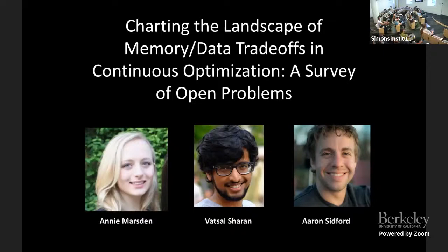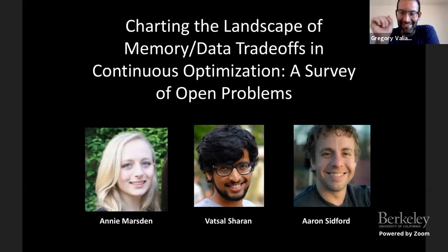We have Greg Valiant from Stanford on charting the landscape of memory-data trade-offs in continuous optimization. Take it away, Greg. Okay, well, thanks so much for inviting me, and sorry I couldn't be there today. I'll talk about a few things that I've been thinking about with Annie Marsden, who's a PhD student, Vatsal Sharan, who was a PhD student and just started his faculty job at USC, and Aaron. Rather than telling you about the technical details of any one result, I wanted to give the bird's eye view of the landscape, with an emphasis on some of the open questions. Everything in this talk should be understood by everybody in the room who wants to understand it, so stop me if that's not the case.